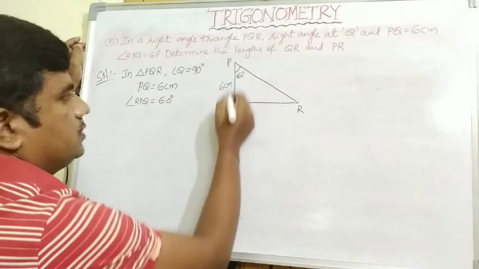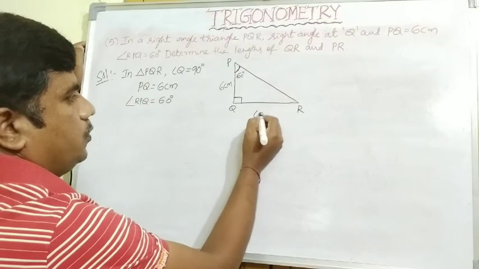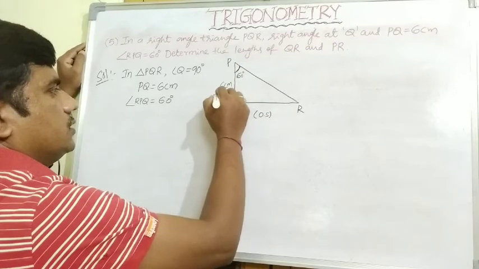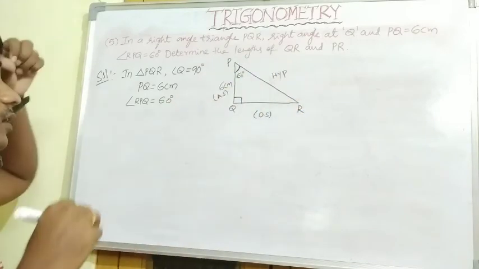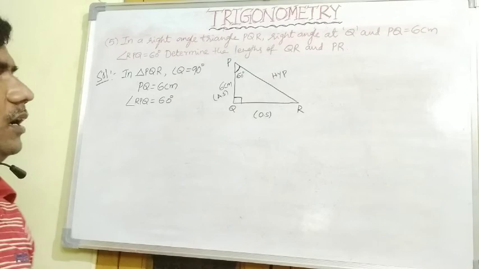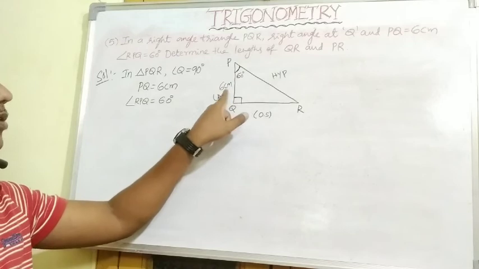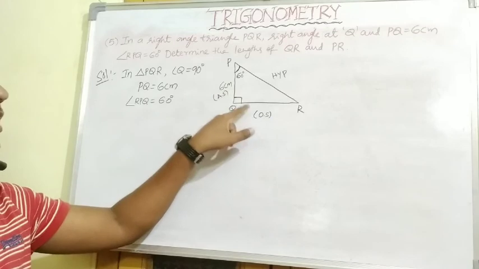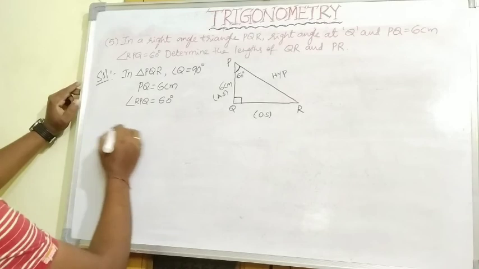When you consider this right angle triangle and this angle, QR becomes the opposite side to the given angle of 60 degrees. This one is the adjacent side and this one is the hypotenuse. Now we have to find the opposite side and the hypotenuse. We know the angle and the adjacent side, so the relation between angle, opposite and adjacent means tan or cot. So we can take tan or cot, then we get the answer.